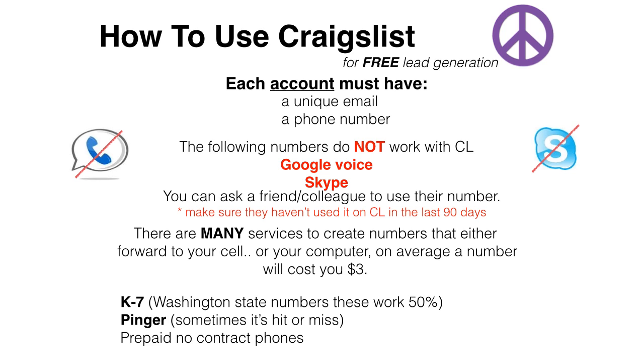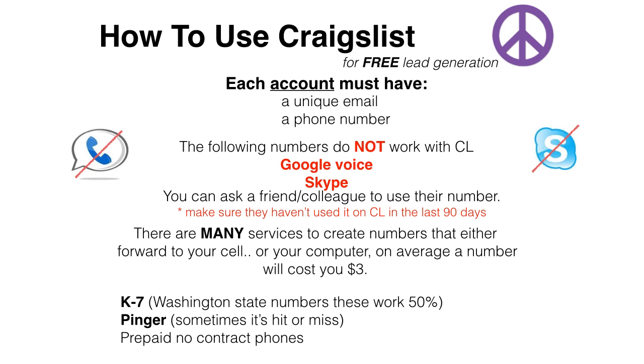Now, each account must have a unique email address and a phone number. Google Voice and Skype numbers do not work with Craigslist. If you need an extra number, ask a friend or a colleague if you can use their number. Do make sure they haven't used it with Craigslist in the last 90 days. There are many services that you can use to get numbers that they forward to your cell phone or to your computer, and these usually cost about $3 per number.